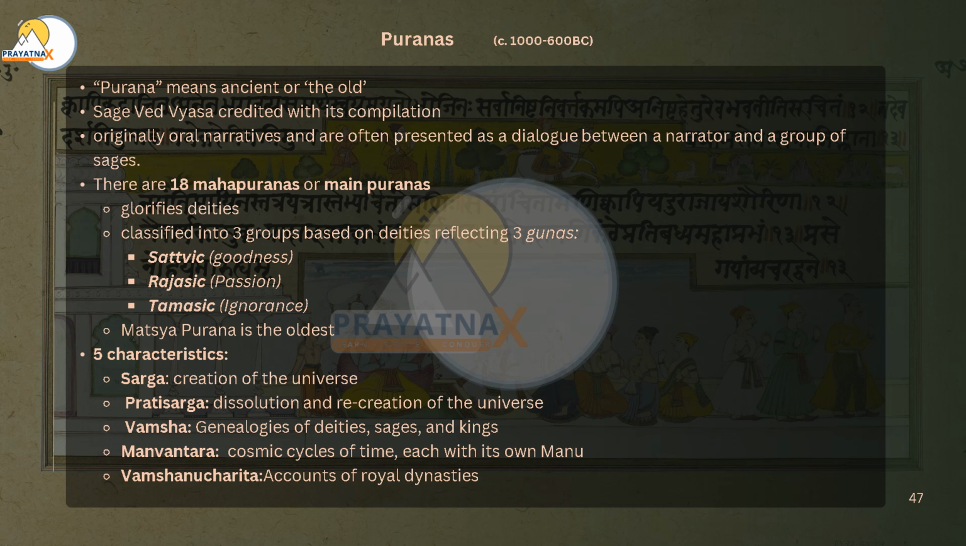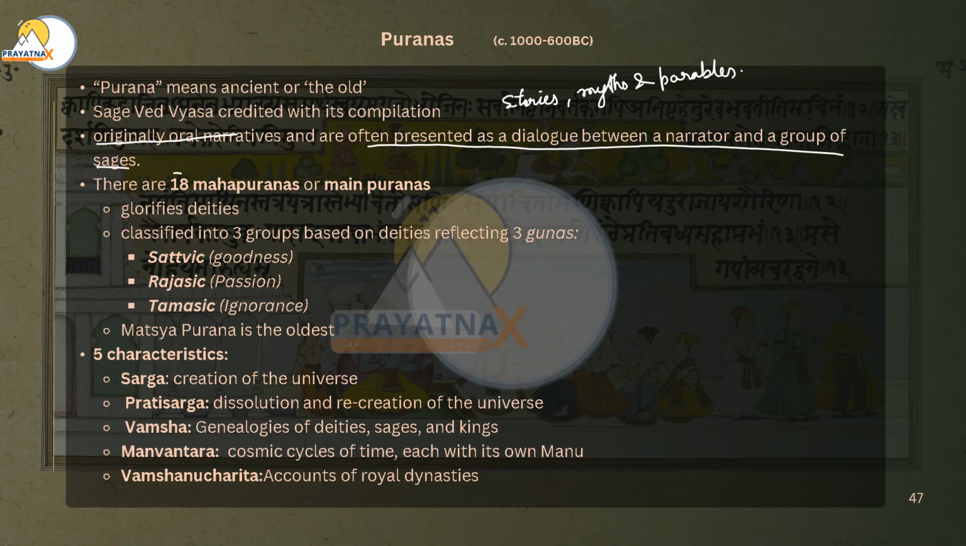They were created to popularize the teachings of the Vedas among the masses with the help of stories, myths, and parables. It was originally oral narratives and was presented as a dialogue between the narrator and sages.